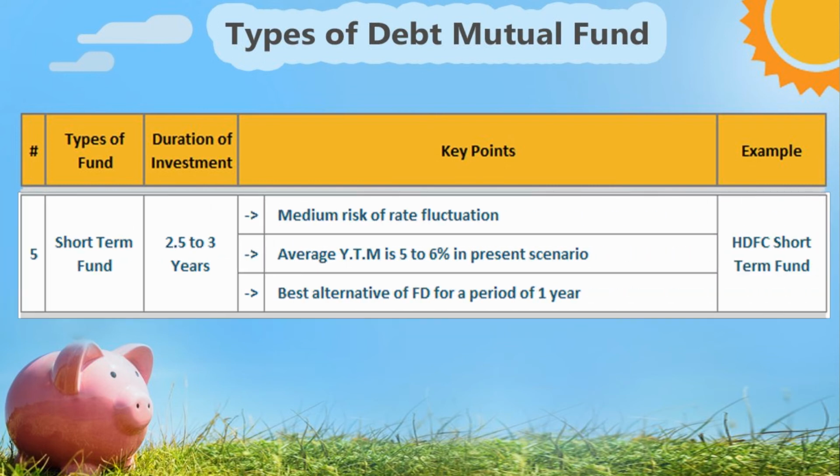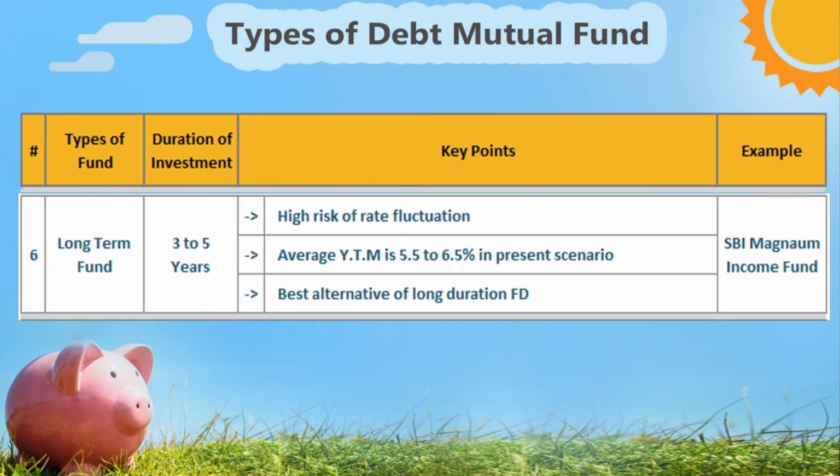Next is short term fund. These funds have a modified duration of 2.5 to 3 years. The risk of interest rate fluctuations is higher as compared to ultra short and low duration funds. These funds give a YTM of around 5 to 6%. These funds are the best option against 1 year fixed deposits. One example of a short-term fund is HDFC Short-Term Fund.